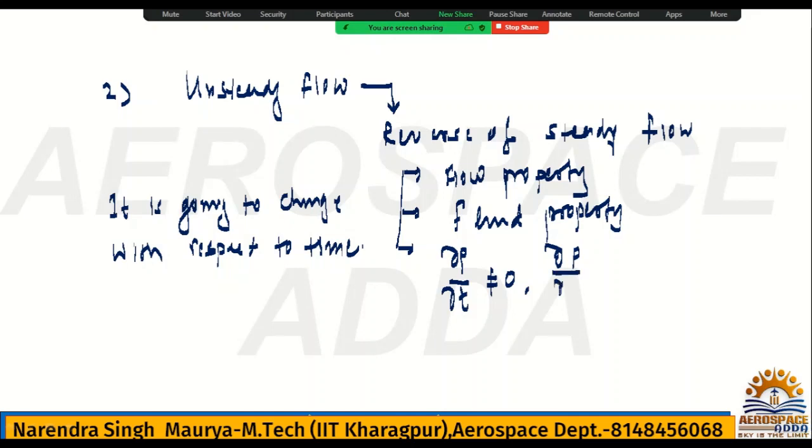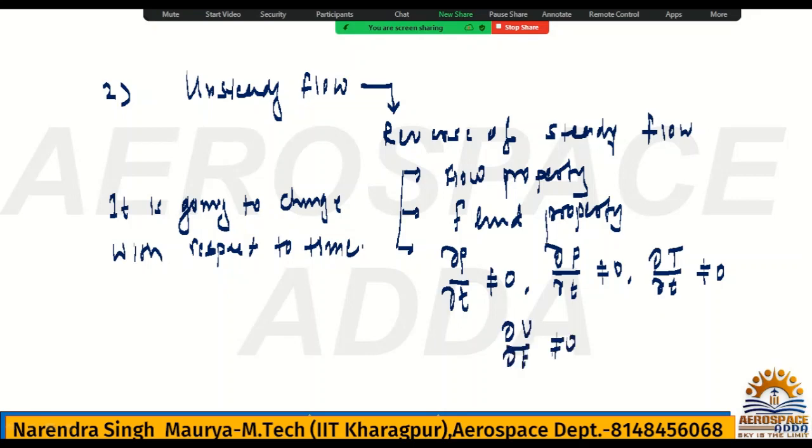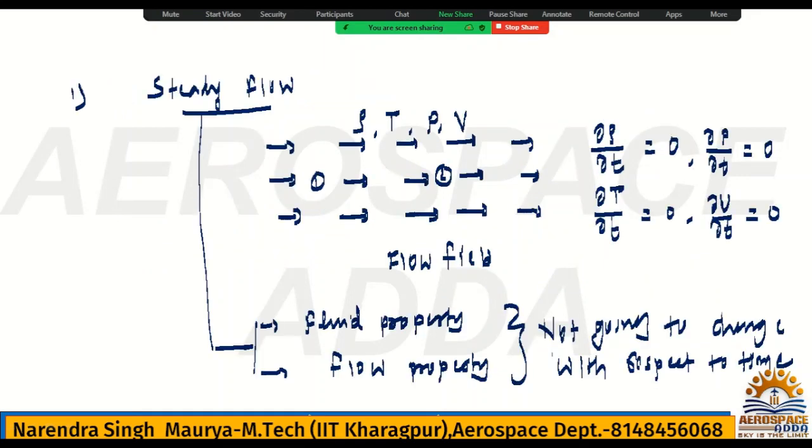Yes or no? Dou rho by dou t does not equal 0. Dou p by dou t does not equal 0. Dou temperature by dou t does not equal 0. Dou velocity by dou t does not equal 0. This is what? Unsteady flow. Okay, similar thing. It is just the reverse of steady flow. What I have explained for the steady flow, the same thing in the reverse way will be unsteady flow.